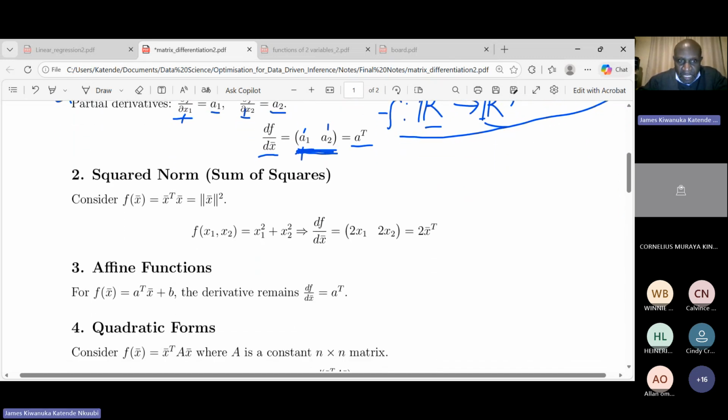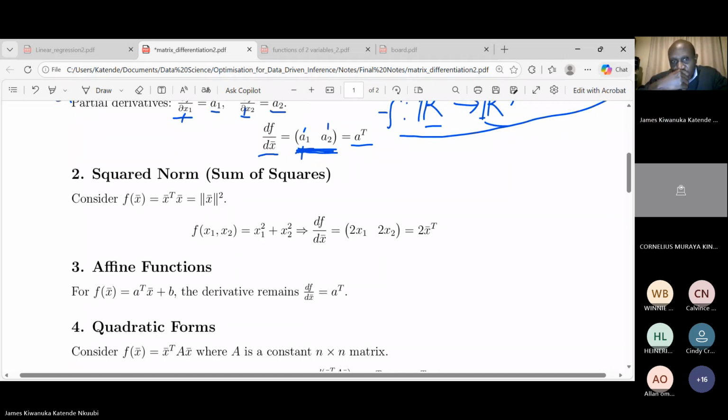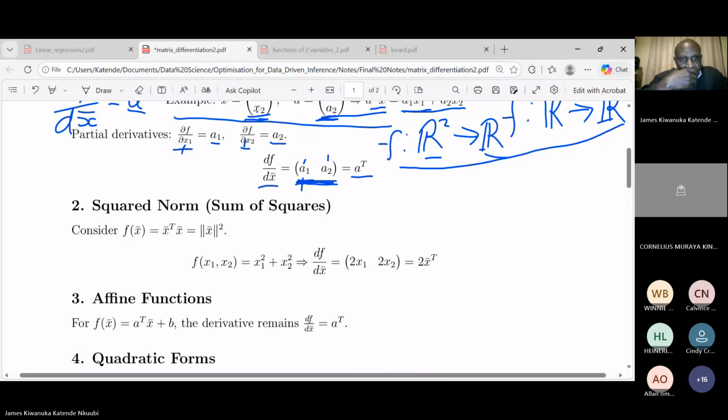Okay, so the other one is... I don't know if we covered the norm. The norm is just the length of a vector. I think we covered that. So if you have a vector X, it's possible to write its length as X transpose X.